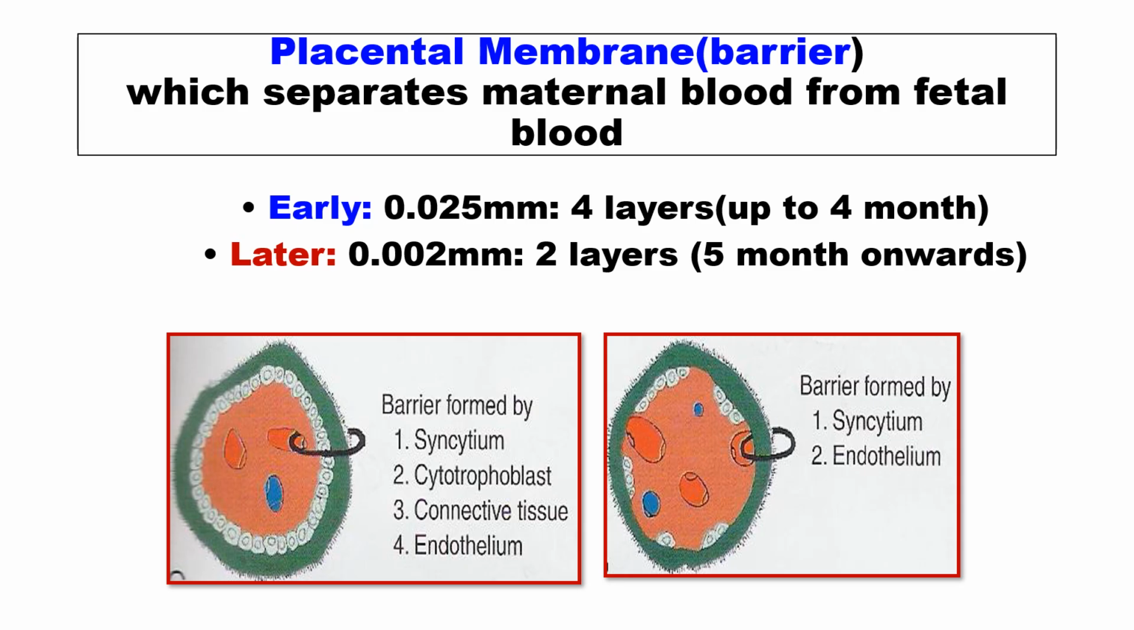So placental membrane or barrier separates the maternal blood from the fetal blood. In the early part of pregnancy, that is before the 4th month of intrauterine life, the barrier consists of, from outside to inside, syncytial trophoblast, cytotrophoblast, the connective tissue and the endothelium of the capillaries. Later part of pregnancy from 4th month onwards, the placental barrier consists of 2 layers, the syncytial trophoblast and the endothelium of the capillaries.